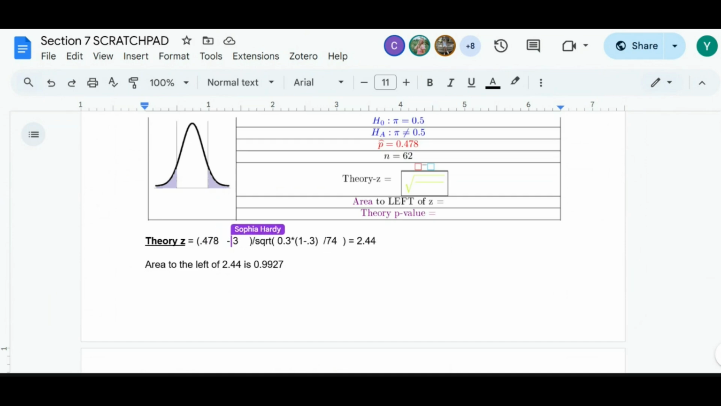Right? 0.478. That's what you saw. And what's hypothesized about pi? The blue number, 0.5. And therefore, in the square, we have 0.5. And then 1 minus 0.5. And then you have sample size here is 62. And you can use whatever you want. Anyone have it yet?